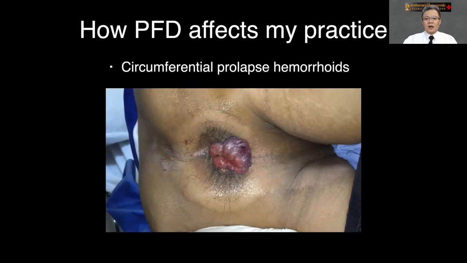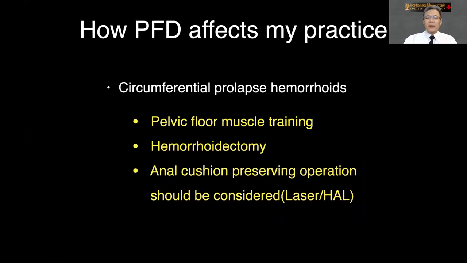In this condition, my practice is to start with pelvic floor muscle training for 6 weeks to 3 months, and then I will schedule this patient for surgery. It may be a hemorrhoidectomy. If possible, I prefer anal cushion suspension operations, either RAR or hemorrhoidal ligation, especially in incontinence patients.